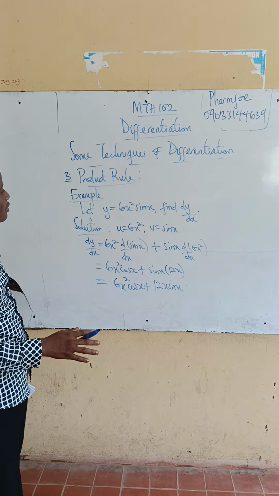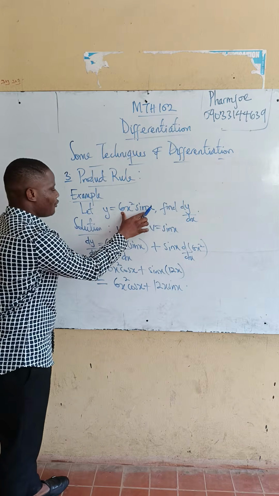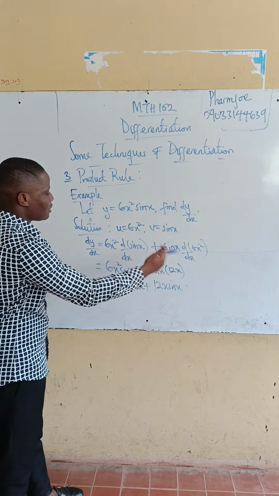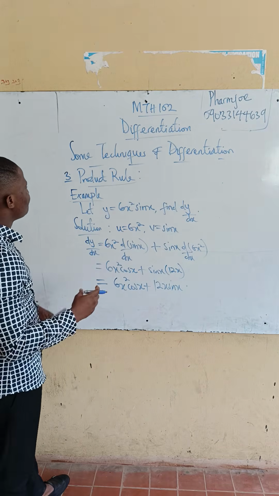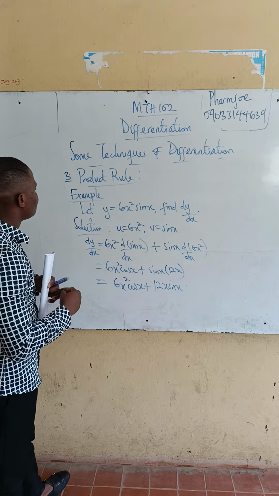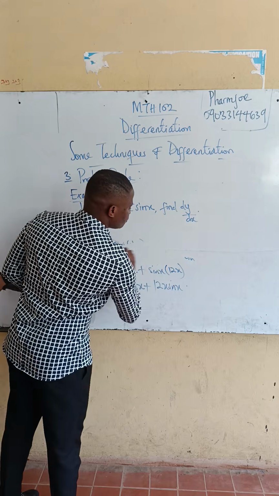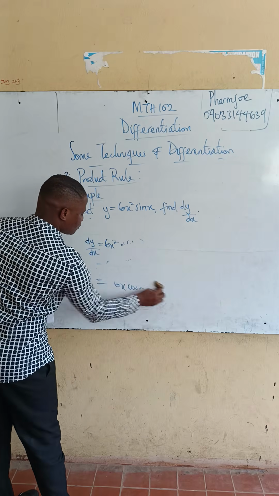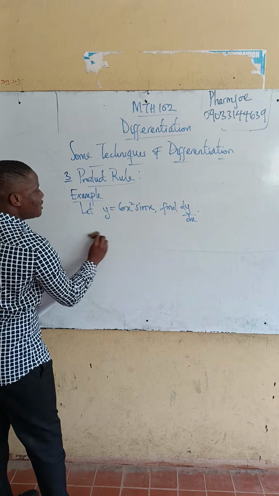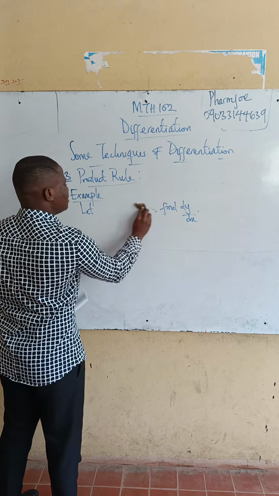So it's very direct. If you have two of them, you keep one and you differentiate the other. Let me give you one more example under this product rule. So let's check example 2. I believe you got what I just said. So this time around, I will make it 3.